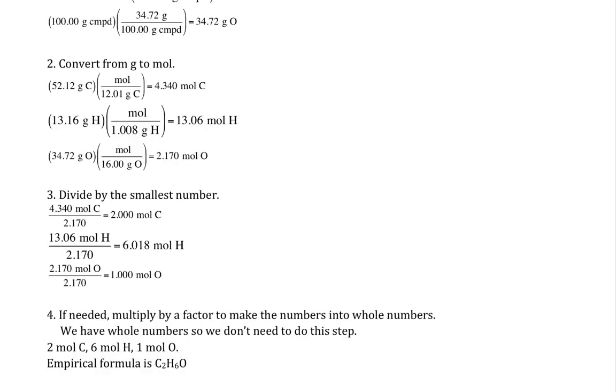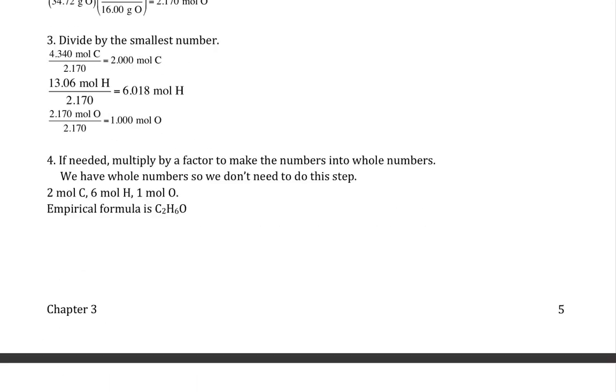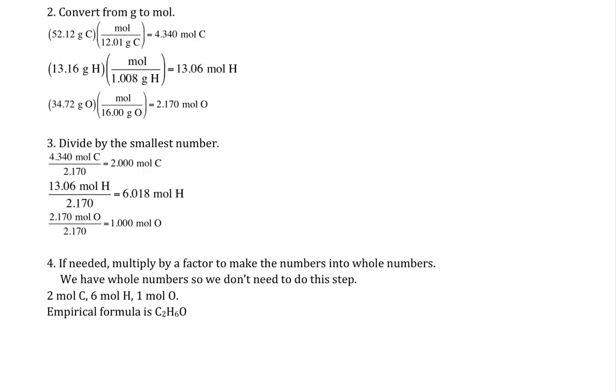What we want is to manipulate them so that we end up with whole numbers. The first thing that we do, that's step 3, is to divide by the smallest number. Of those three numbers, our smallest number is 2.170. When we do that, we make at least one of those numbers into 1. So that's all in an effort to get whole numbers. Alrighty, so 4.340 moles of C divided by 2.170 is 2.000 moles of C.